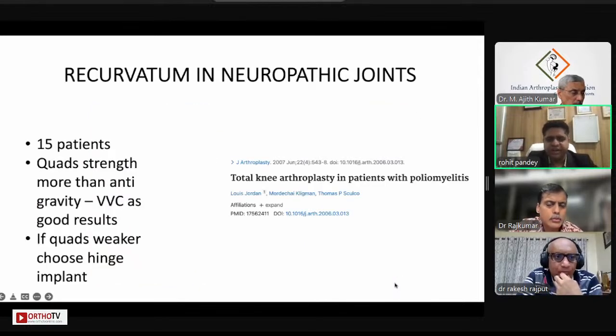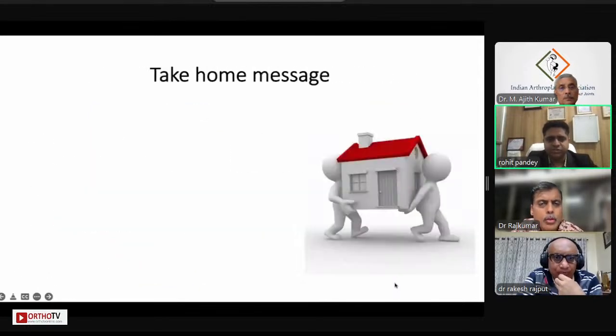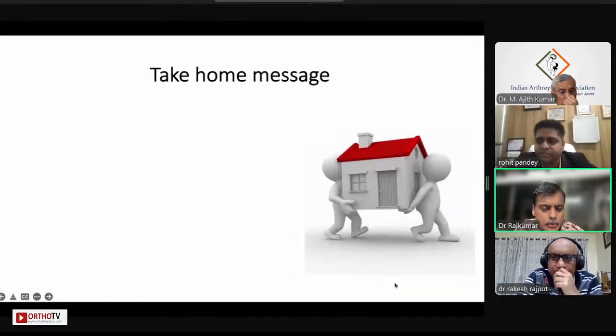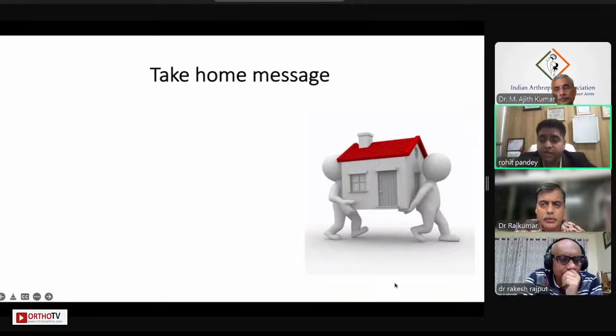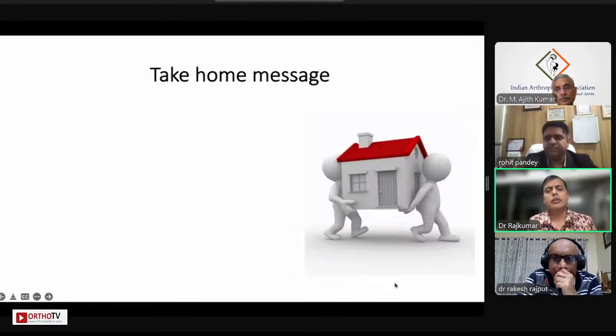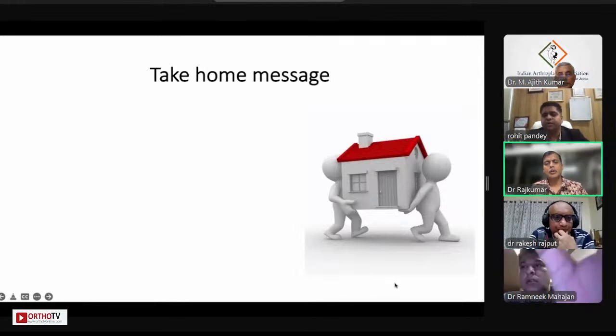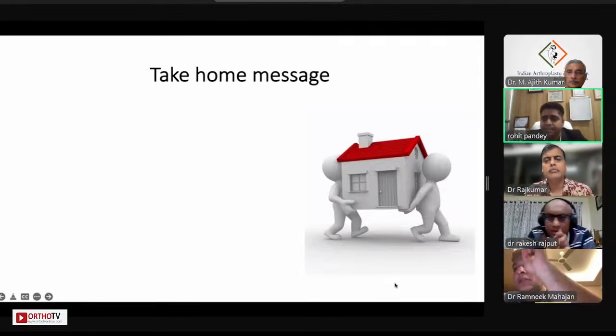So a little bit regarding the recurvatum, I won't go into the details. One more thing, Rohit, just for everybody, a take-home message. These kinds of hyperextension recurvatum cases, it is better to protect them for the first few weeks, like 4 to 6 weeks. I have that video, but I have not put it here. Even a brace is okay. Brace and keep the knee protected. Can I add something else? Yes, sir.